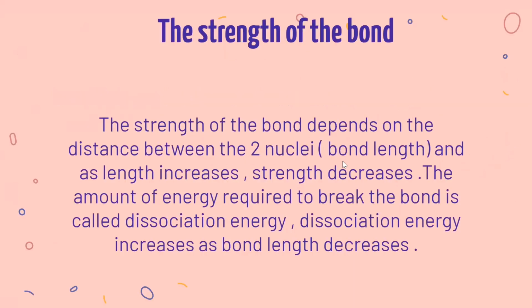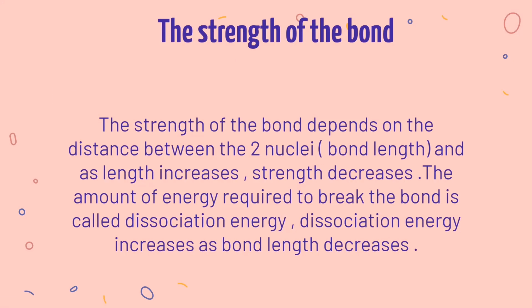And how can we know the strength of the covalent bonds, how can we tell which one is stronger, which one is not? Basically, the strength of the bond depends on the distance between the two nuclei, which is what? The bond length. And as the length increases, the strength decreases, just like gravity. So the closer you are together, the stronger the force is.